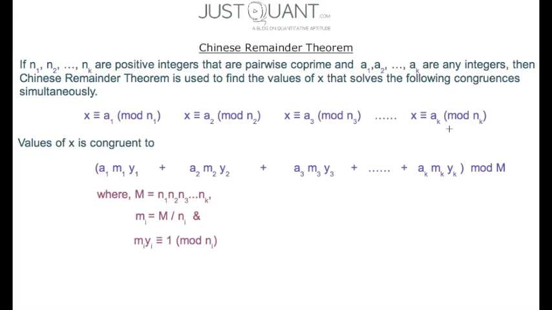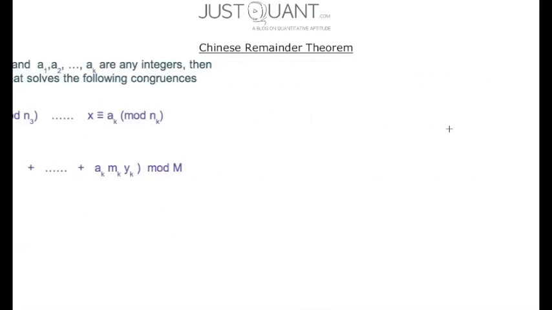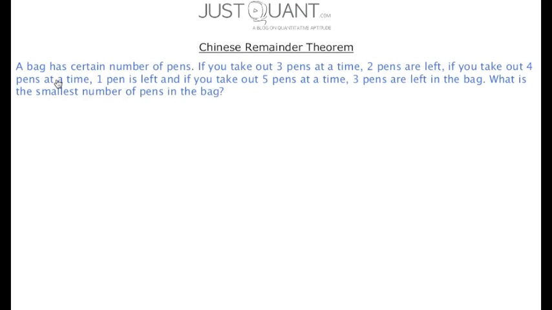Let's now solve a problem using the Chinese remainder theorem. A bag has certain number of pens. If you take out 3 pens at a time, 2 pens are left. If you take out 4 pens at a time, 1 pen is left. And if you take out 5 pens at a time, 3 pens are left in the bag. What is the smallest number of pens in the bag?